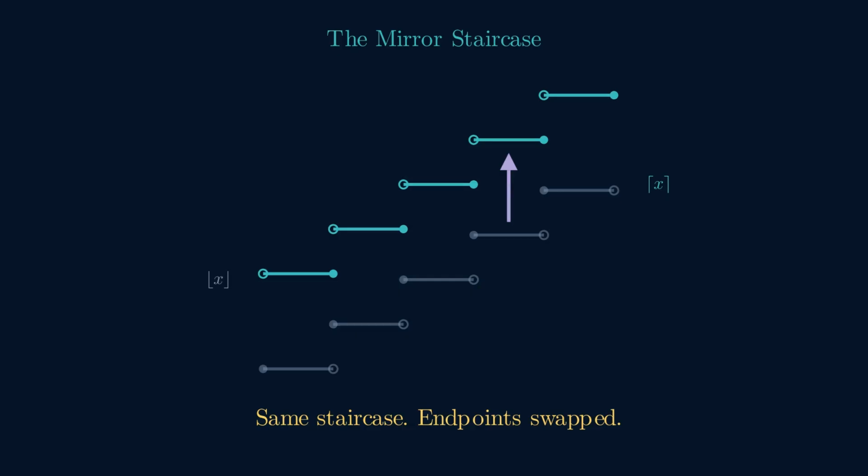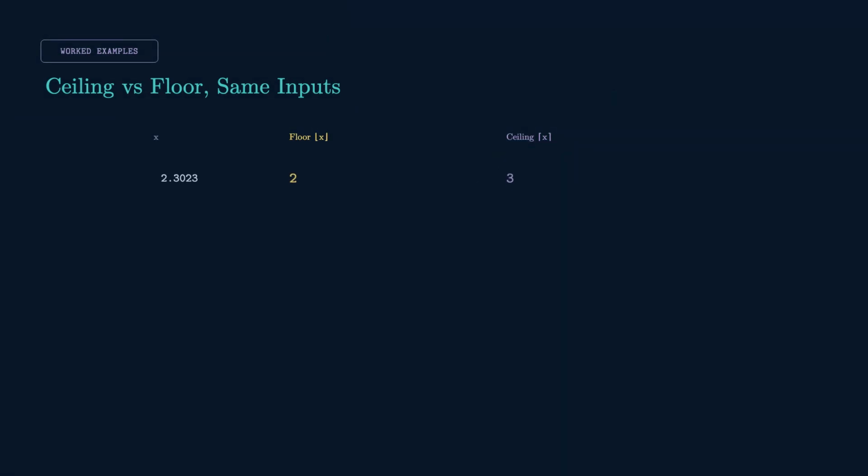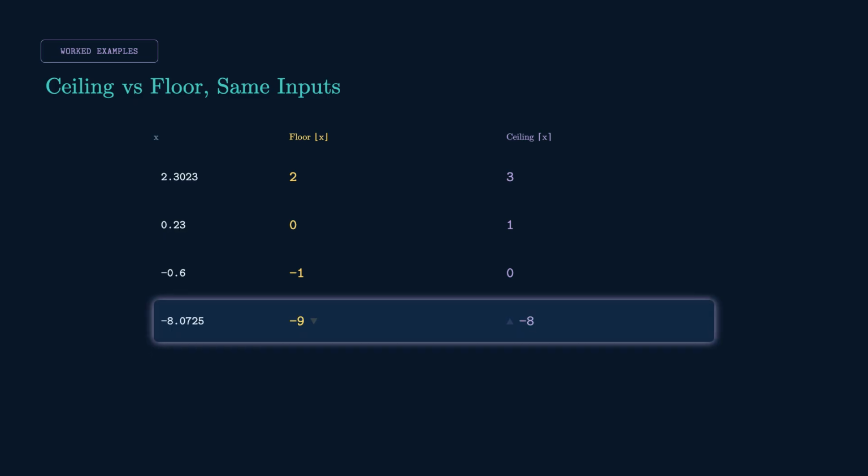So let's run them side by side. Same inputs, both functions. 2.3, floor gives 2, ceiling gives 3. 0.23, floor 0, ceiling 1. Negative 0.6, floor negative 1, ceiling 0. And the big one, negative 8.0725. Floor steps down to negative 9. Ceiling steps up to negative 8. Clean, opposite, exactly as defined.